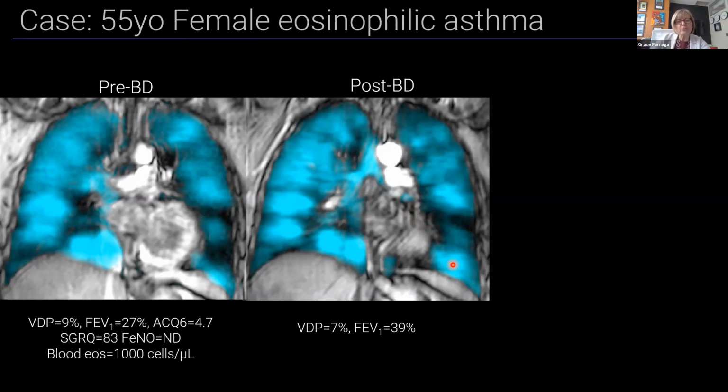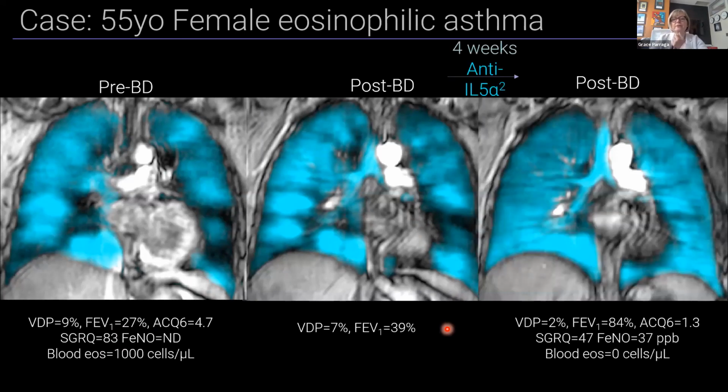Post-bronchodilator improvements are marginal, but after 4 weeks of benralizumab, you can see a remarkable resolution of this sort of patchy ventilation. This is a much improved image, a much improved VDP. The FEV1 is remarkably improved, but there's still some remaining inflammation and remaining quality of life improvements that need to happen. But this was a remarkable improvement where imaging helped guide therapy, and it also shows us that there's a response to therapy.